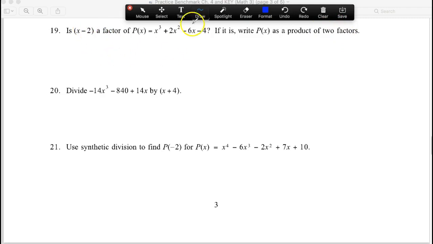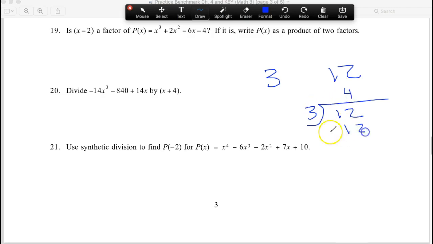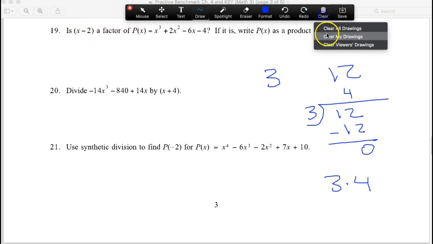So to tell if this is a factor of this, just like if I were going to ask you, is 3 a factor of 12? Well, 3 would be a factor of 12 if 3 divides evenly into 12. Does 3 go into 12? Yeah, it goes 4 times. 4 times 3 is 12. And if I subtract and bring down, I have no remainder because it divides evenly, because 3 is a factor of 12. And then I could write 12 as 3 times 4. Two factors, okay? That is the product of two factors. We're going to do the same thing here, but with polynomials.